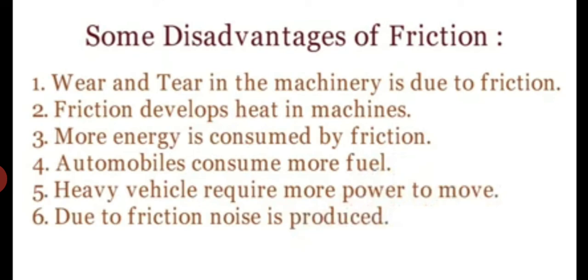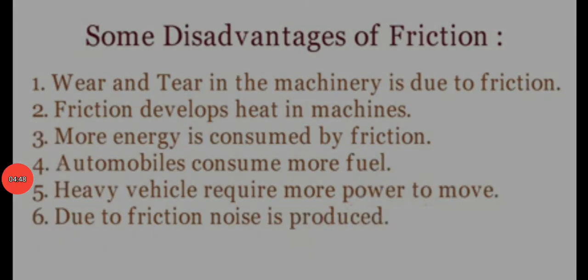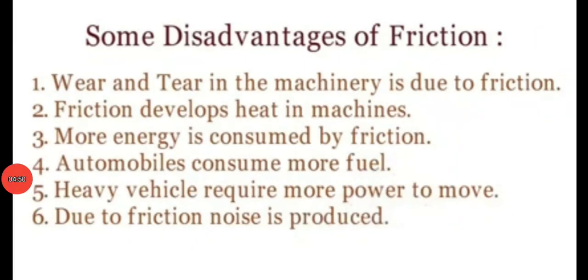Automobiles consume more fuel. Heavy vehicles require more power to move. Friction is disadvantageous in situations where we want an object to move at a high speed. This is because friction causes moving objects to slow down.